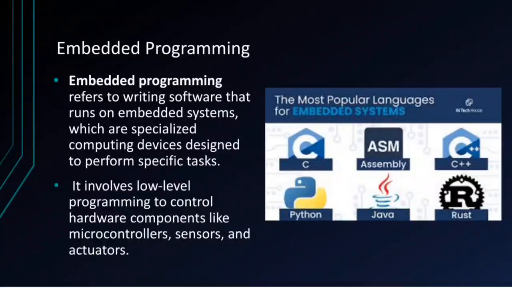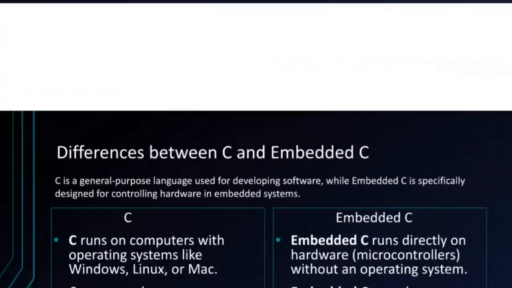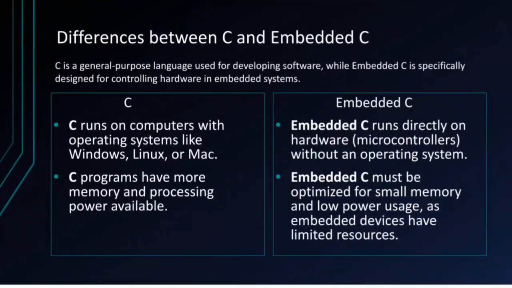These are the most popular languages for embedded systems: C programming, assembly, C++, Python, Java, and Rust. The difference between C and embedded C is that C is a general purpose language used for developing software, like Windows, Linux, or Mac, while embedded C is specially designed for controlling hardware in embedded systems.